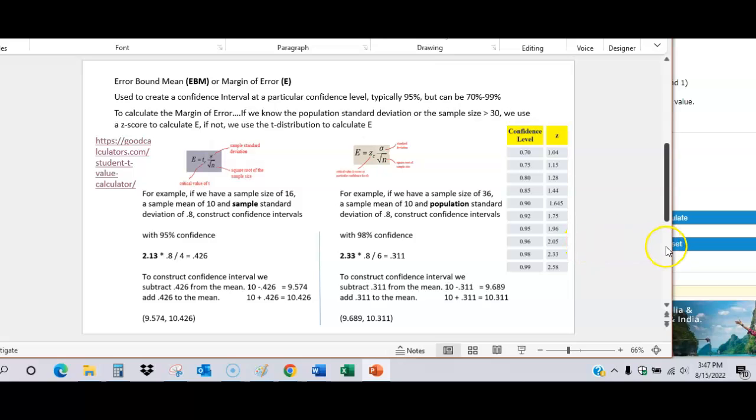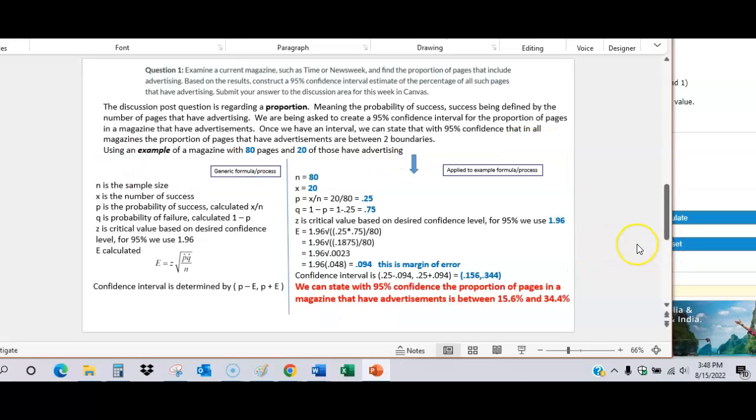And one other type of confidence interval is with a proportion. You'll see that your discussion question this week is asking you to create it. So I'm going to go through the process with some made-up values here. Examine a current magazine such as Time or Newsweek and find the proportion of pages that include advertising. Based on the results, construct a 95% confidence interval, that's the most common one, of the percentage of all such pages that have advertising.